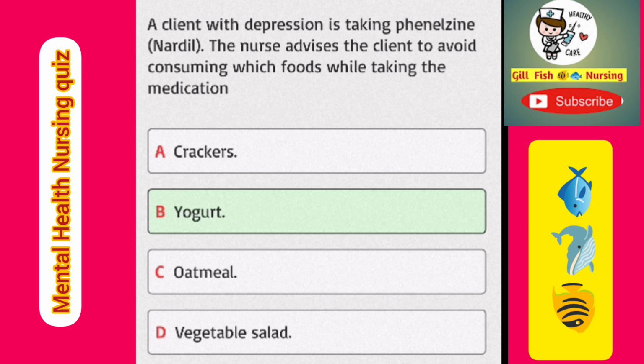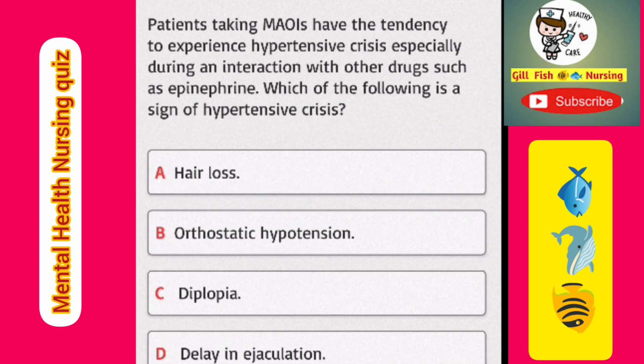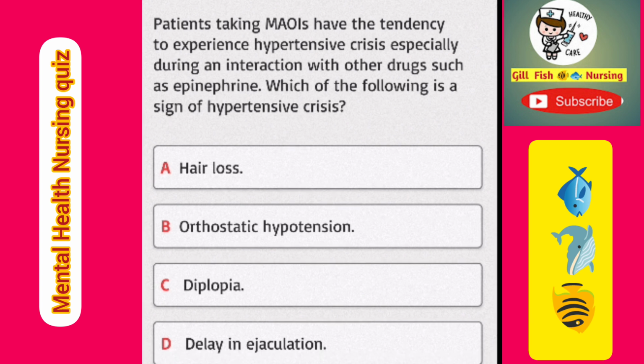Okay, fine. Next. Patients taking MAOIs have a tendency to experience hypertensive crisis, especially during an interaction with other drugs such as epinephrine. So, which of the following is a sign of hypertensive crisis? They are asking.